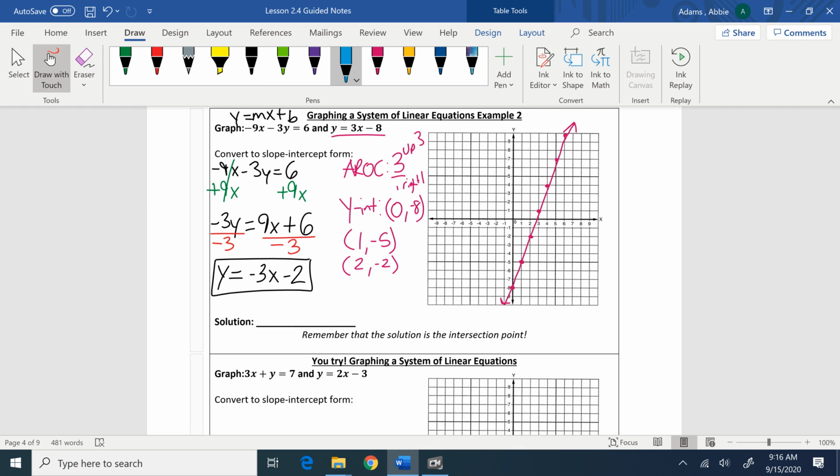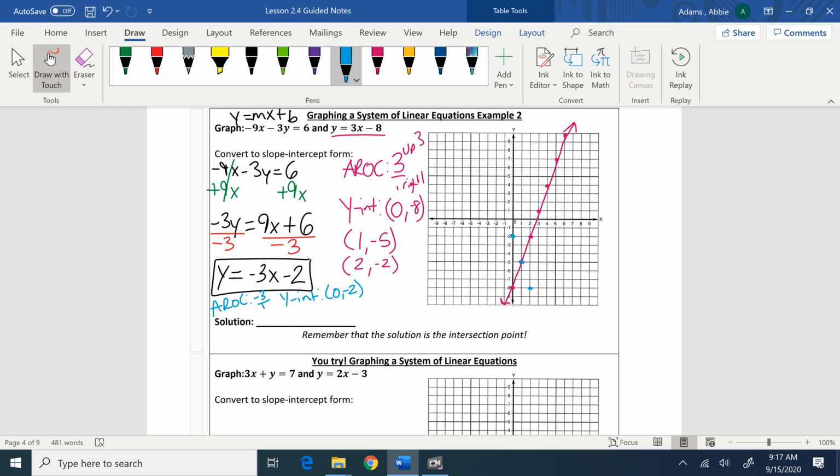And we'll have a slope, or an AROC, of negative 3 over 1, and our y-intercept is at 0, negative 2. So I'm starting off at 0, negative 2. I'm going to go down 3, so 1, 2, 3, to the right 1. I can continue on, so go down 3 to the right 1.